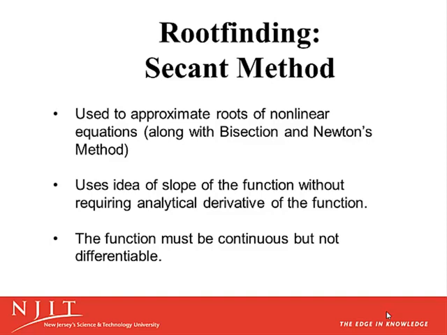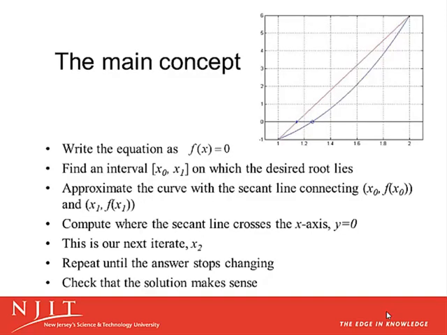The function must be continuous, but it doesn't have to be differentiable. For Newton's method, we needed the function to be differentiable because that involved taking the derivative. But for secant method, we don't need to know the derivative. So what's the main concept, the main idea of how this all works?